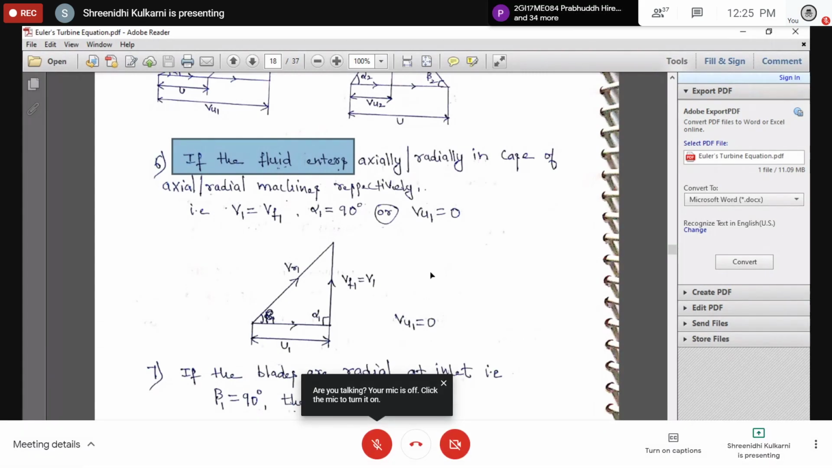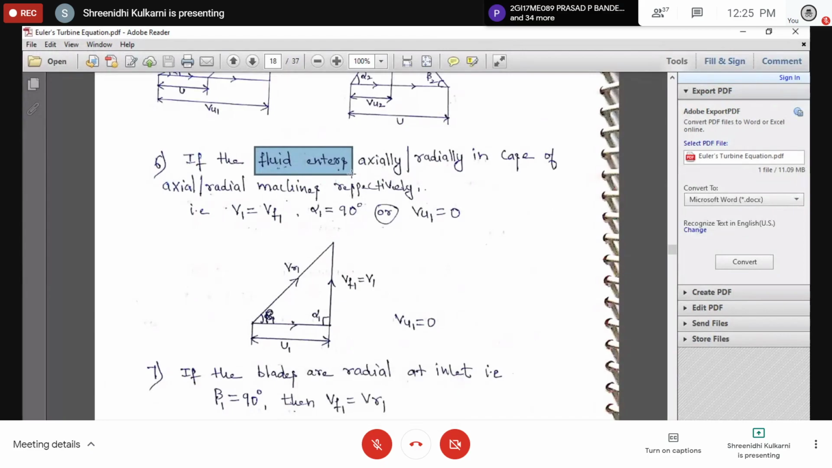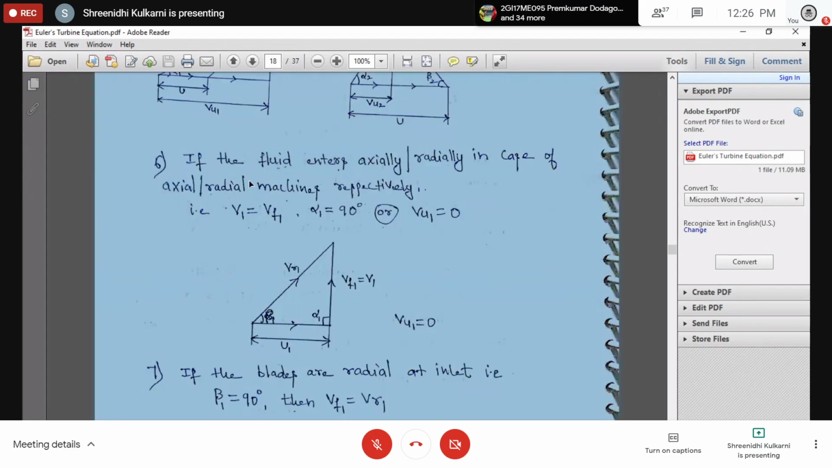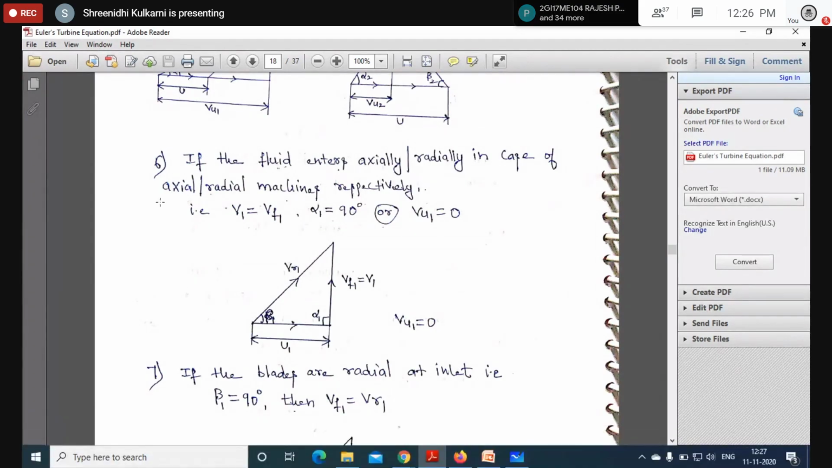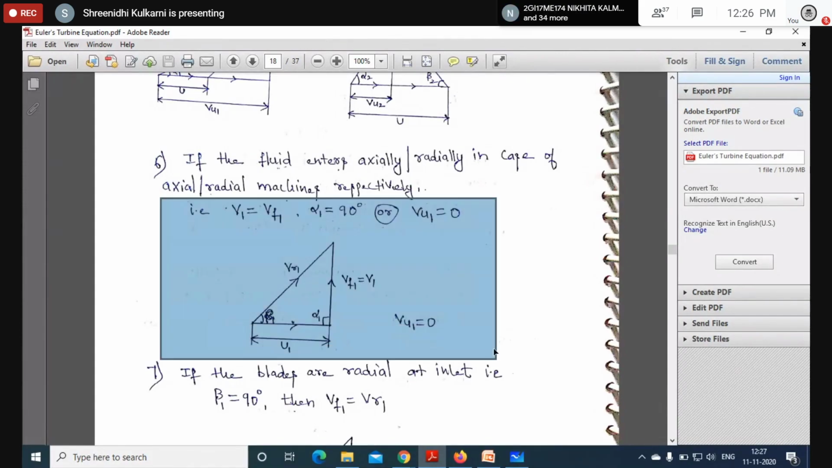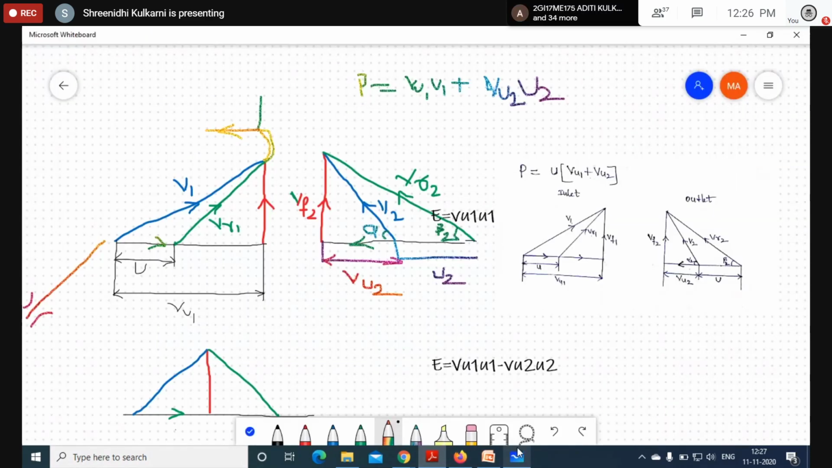Okay, so I'll discuss it. The fluid entering is nothing but the absolute velocity V1, with respect to alpha. If the absolute velocity is entering axially or radially, in case of axial flow type machines or radial flow type machines, I'm going to show it here.